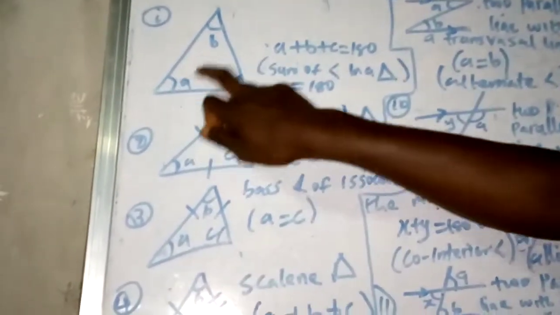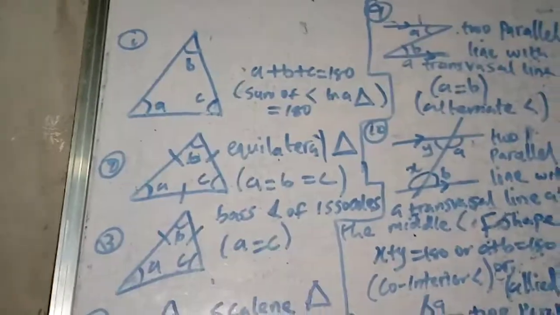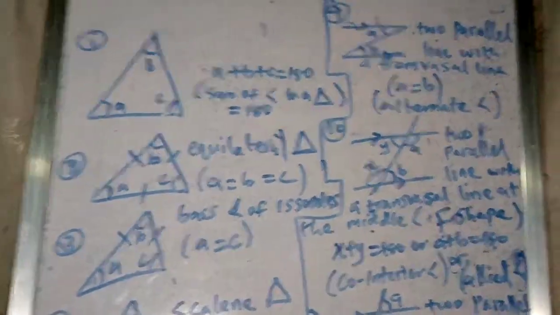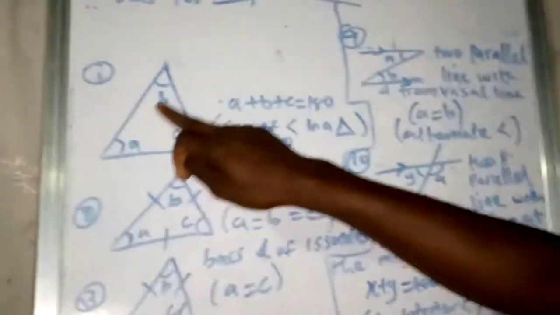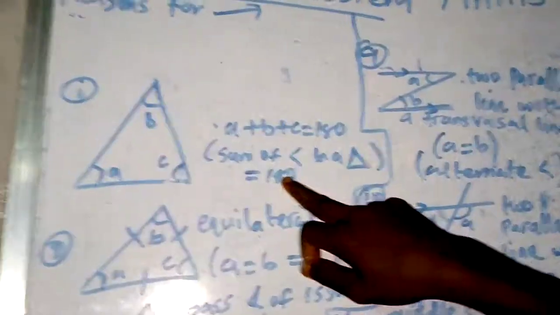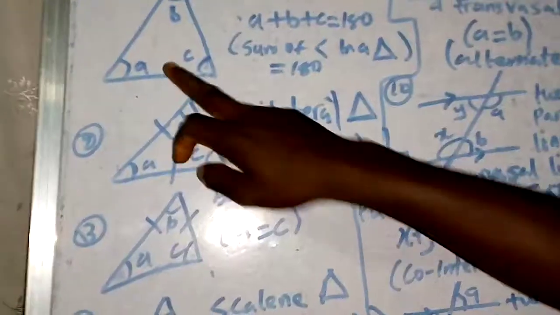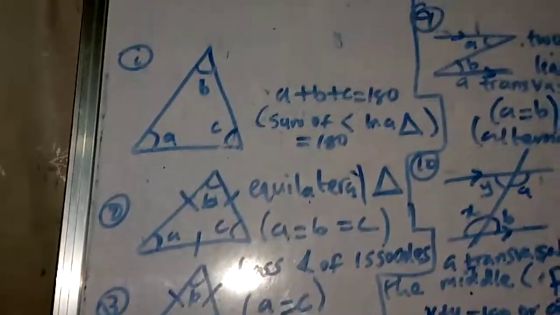This is a triangle. When we add A plus B plus C equals 180, the reason is that the sum of angles in a triangle, when we add A, B, C together, gives 180. So that's the reason why. When you see a question like this, you must know that the sum of angles in a triangle is needed. So moving to the second rule.